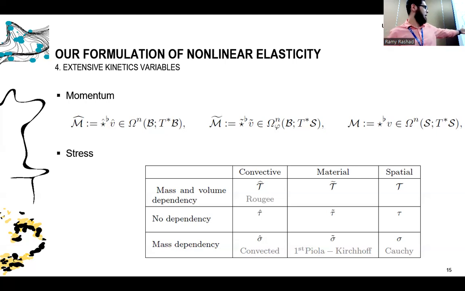The most famous ones are the convected, the first Piola, and the Cauchy stress tensor. These don't have any volume dependency, so they are intensive, but they have the mass dependency inside of them. If we divide by the mass, we can remove this mass dependency, and then when we apply the Hodge-star operator, we get these capital T, which are the extensive stress representations.